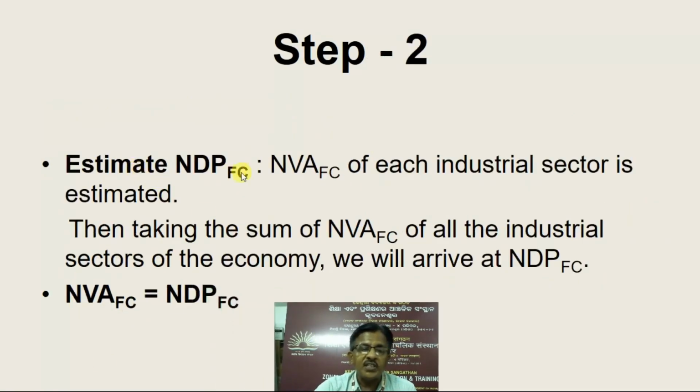Then step 2, estimate the net domestic product at factor cost, that is equal to the net value added at factor cost of each industrial sector. That is, each production unit, that is, each industrial sector like primary sector, secondary sector and tertiary sector, is estimated. Then taking the sum of net value added at factor cost of all the industrial sectors, that is primary, secondary and tertiary sectors of the economy, we arrive at the NDP at factor cost. That is, NVA at factor cost is equal to NDP at factor cost. So this is what is written over here, NVAFC is equal to NDPFC.